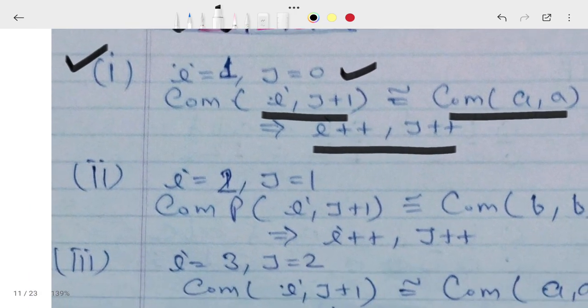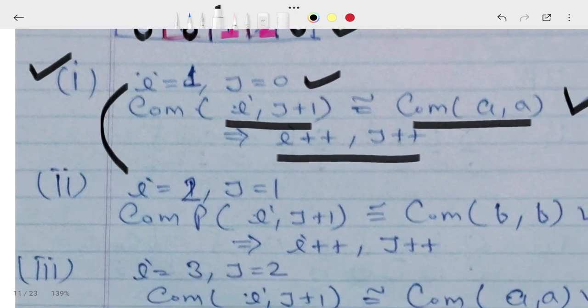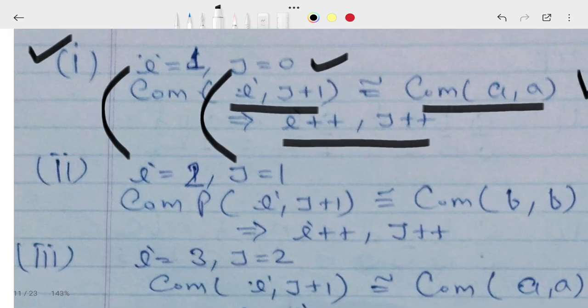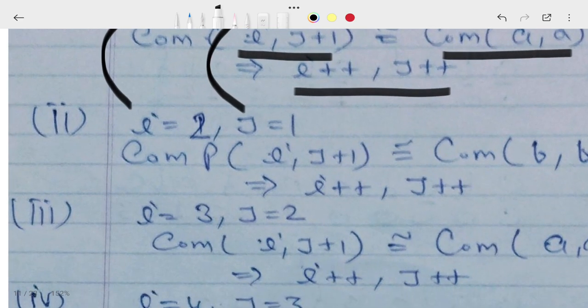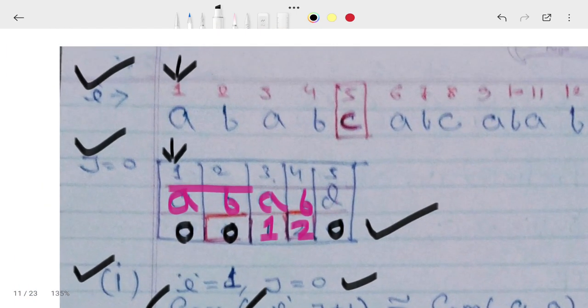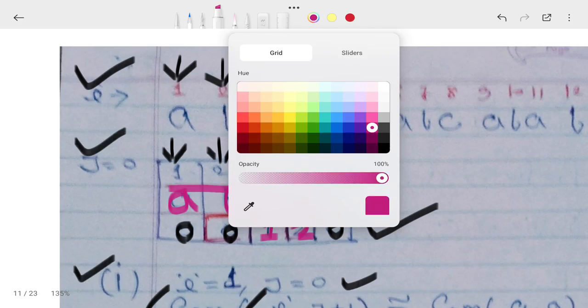So what is the meaning of this? Before I was 1, now I is 2. And J was 0, now J is 1, done. Now compare I and J plus 1. I is equal to 2, which means I am here. And J plus 1 means 2. So I will compare this I and J.